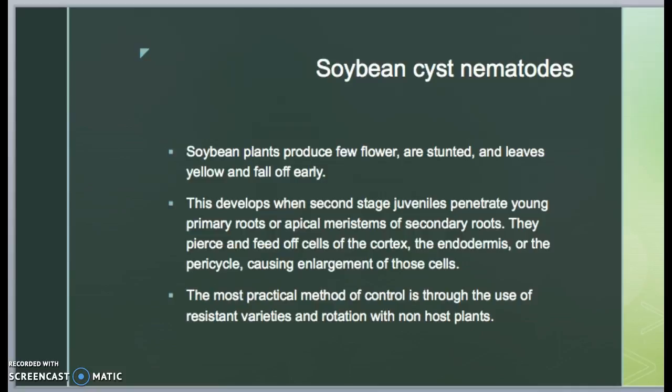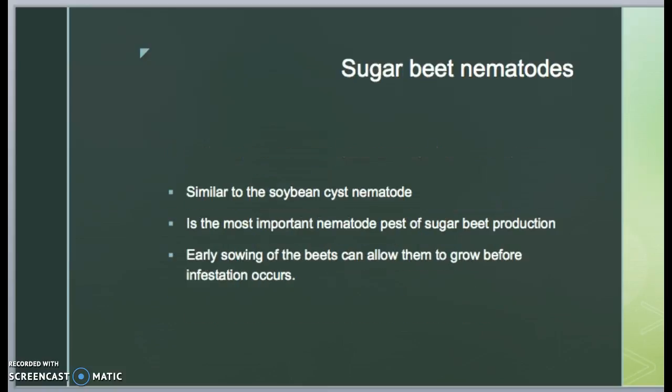Soybean cyst nematodes. Soybean plants produce few flowers, are stunted, and leaves yellow and fall off early. This develops when second stage juveniles penetrate young primary roots or apical meristems of secondary roots. They pierce and feed off cells of the cortex, the endodermis, or the pericycle, causing enlargement of those cells. The most practical method of control is through the use of resistant varieties and rotation with non-host plants.